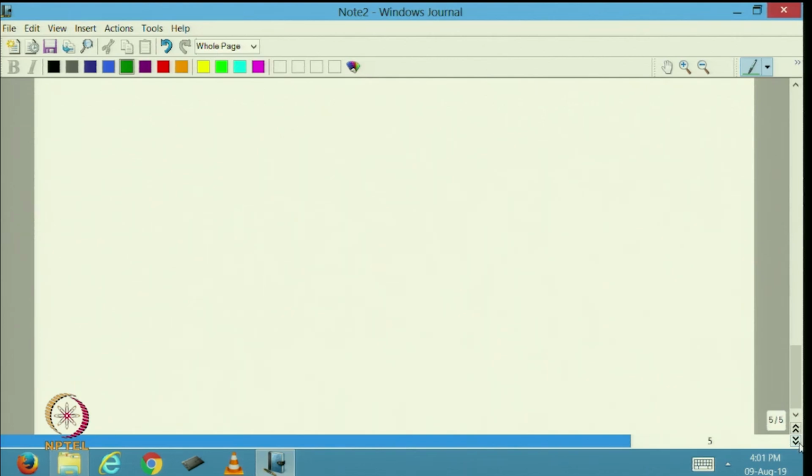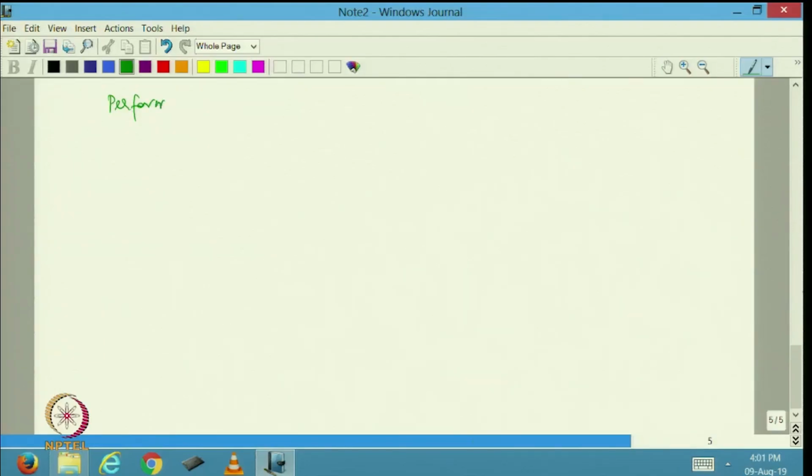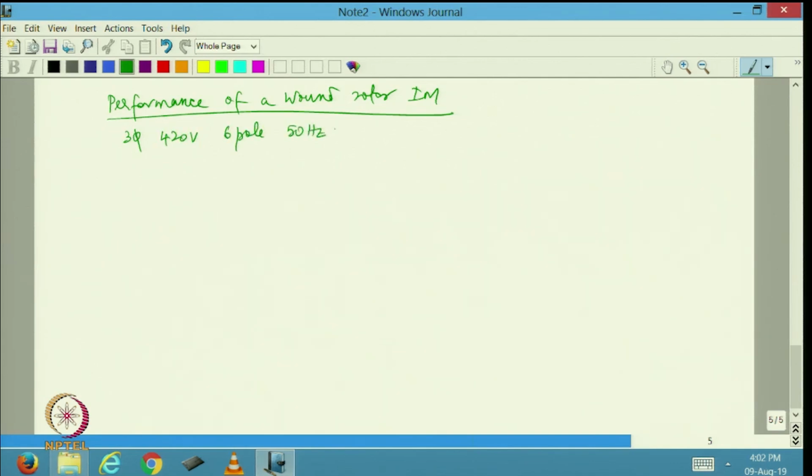Let me work out one more problem on the performance of a wound rotor induction motor. The problem statement goes as follows. It is a 3-phase 420 volts 6 pole 50 hertz 100 kilowatt wound rotor induction motor.